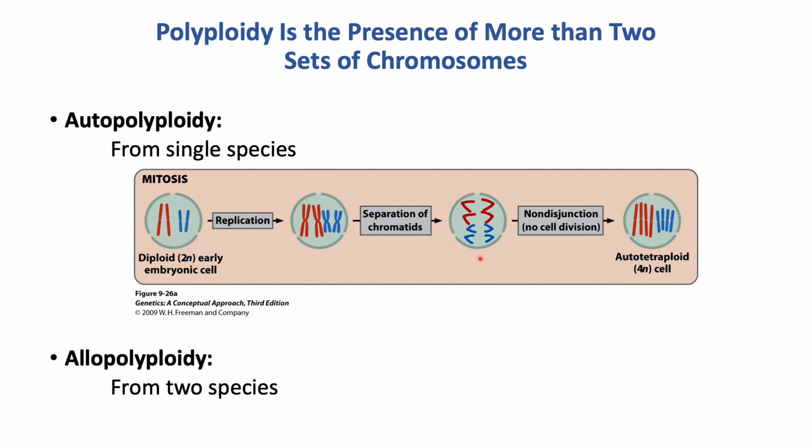For example, in humans we have 2n chromosomes. Polyploidy would result in 3n or 4n chromosomes. Autopolyploids can originate from issues that arise during mitosis, such as doubling of the chromosomes without any cell division. This would result in a tetraploid organism, that is 4n, from a diploid organism.